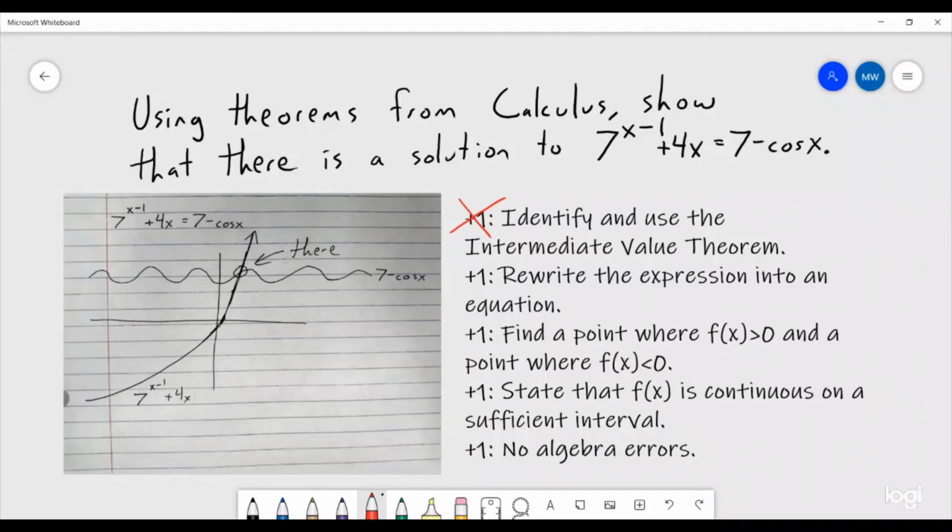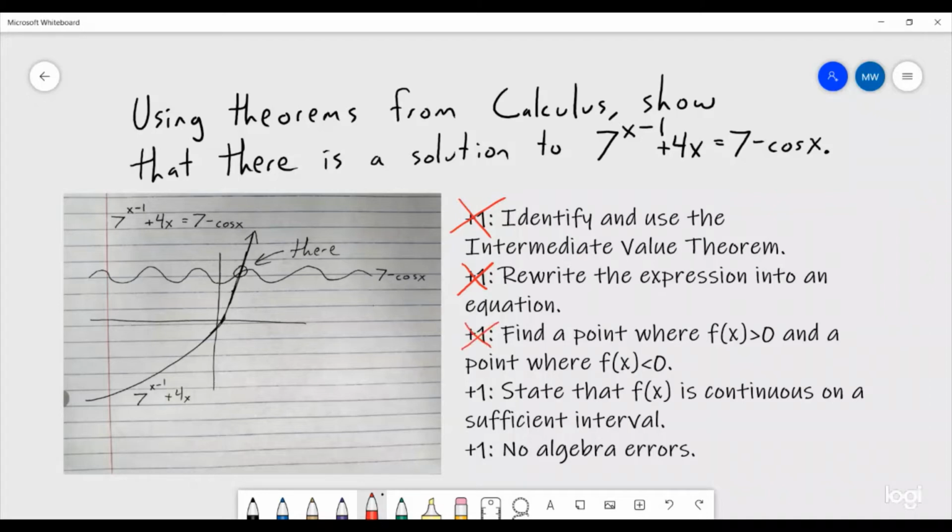Next, did they rewrite the expression into an equation or find some other way of trying to solve it? Well, they graphed it, and they did a decent job at graphing what the functions are. But just graphing the functions is not enough to prove that there is a solution. So this is also not quite enough effort there. Next one, find a point where something's bigger than 0 and something smaller than 0. Again, not quite there, so they would not get this point.